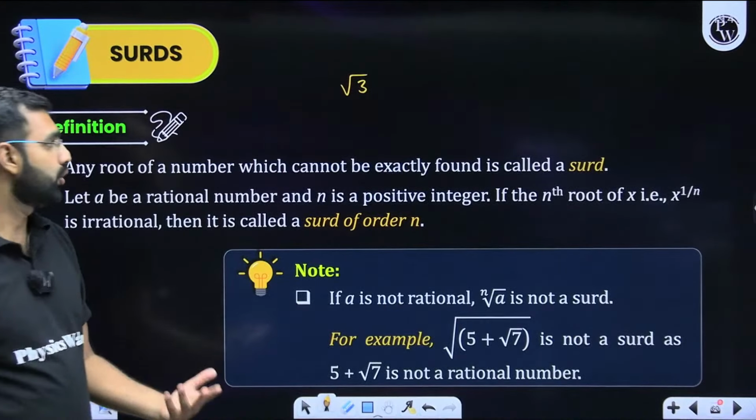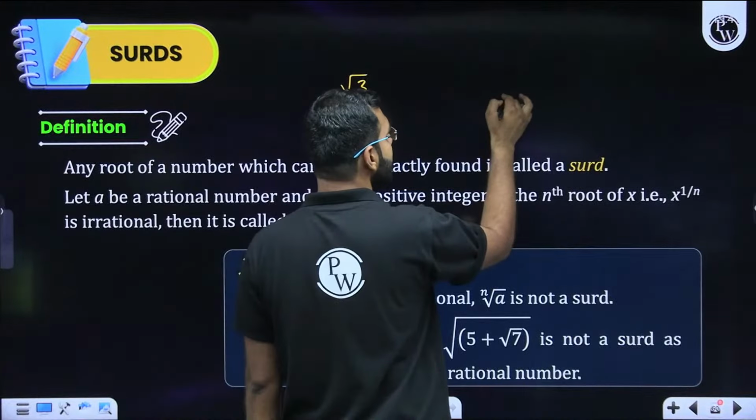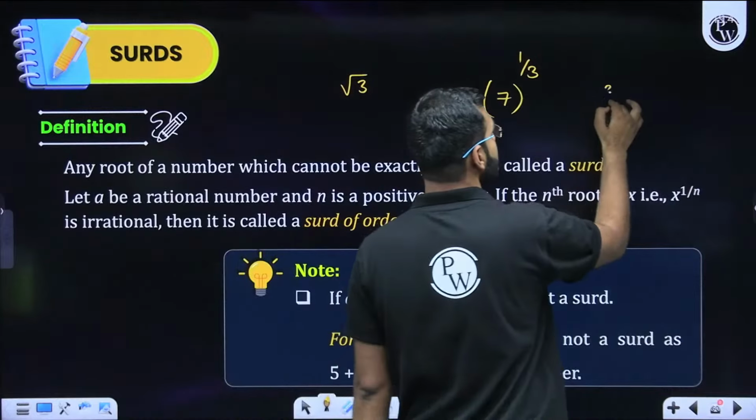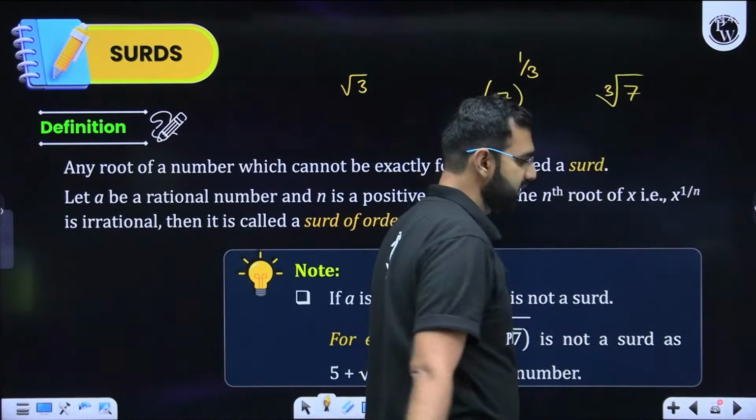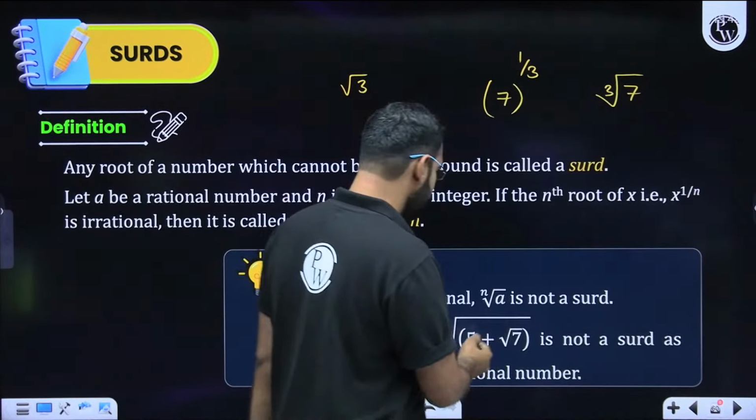So when nth roots of a number are taken, for example, let's say I'm raising 7 to the power 1/3, the third root of 7 is being taken. So this is a surd. But remember, root 5 plus root 7, which means you are clubbing an irrational number or surd with a normal rational number, and if you are taking its square root or nth root, then it is not a surd. A surd is simply a number whose nth root is being taken.